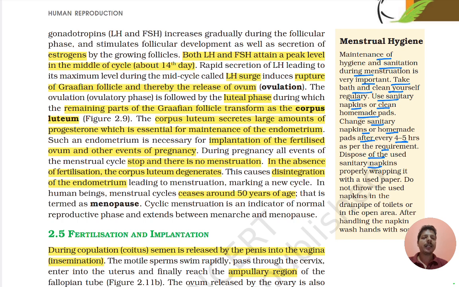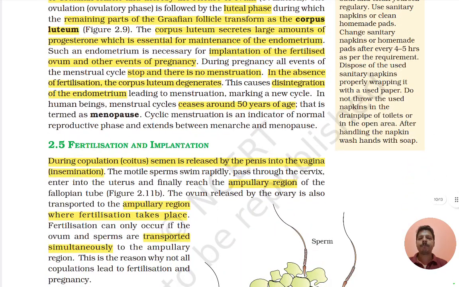Dispose the used sanitary napkin properly, wrapping it within a used paper. Do not throw the used napkin in the drain pipe, toilet, or in the open area. After handling the napkin, wash hands with soap. It is the menstrual hygiene for the females.